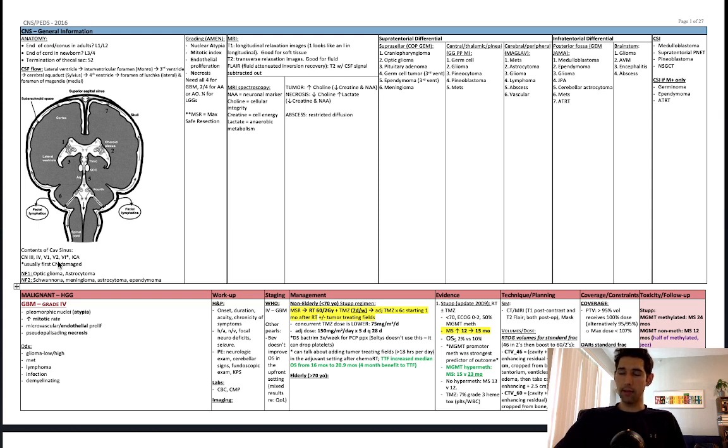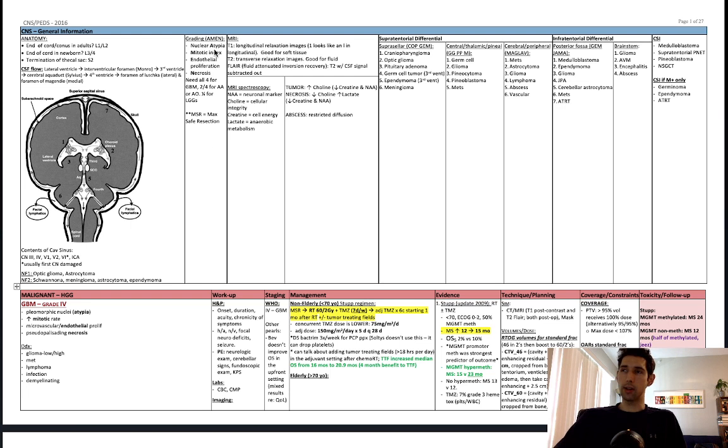The contents of the cavernous sinus are frequently tested. It's cranial nerves 3, 4, V1, V2, and 6. 6 is usually the first damaged. The easy way to remember this is it's cranial nerves 3 through 6, just V3 is missing. NF1 is associated with optic gliomas and astrocytomas. NF2 has schwannomas, multiple meningiomas, astrocytomas, and ependymomas.